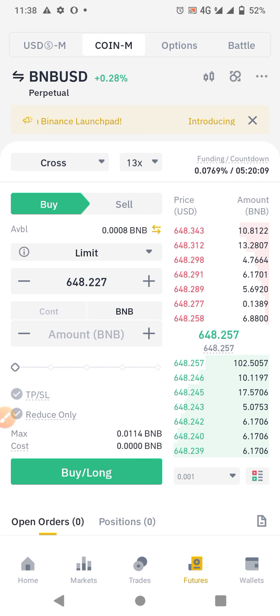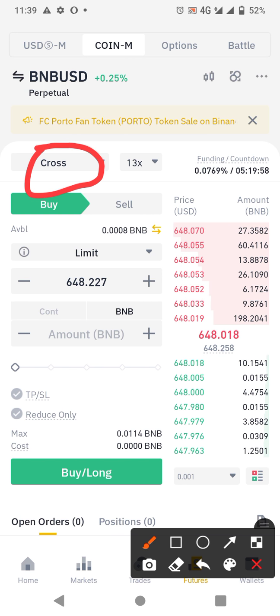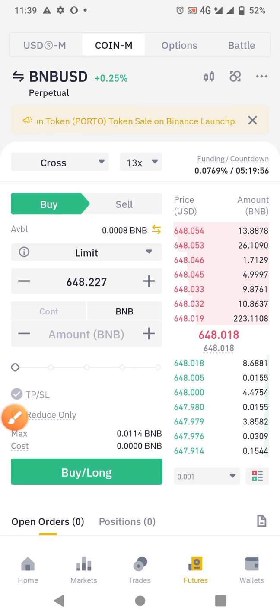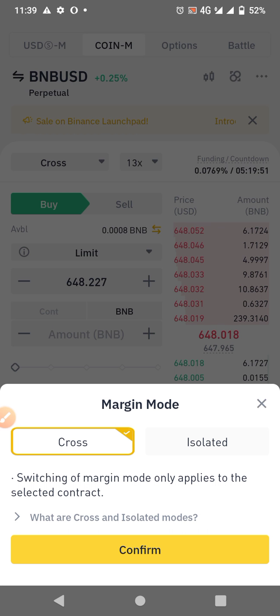So now there are two types of ways you can place your trade. We have the cross margin and we have the isolated. This is where you can switch it. You have the cross margin, you have the isolated. You can see, you can just be switching. Now let me tell you the differences.